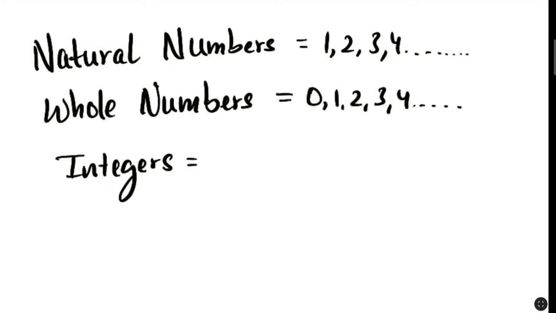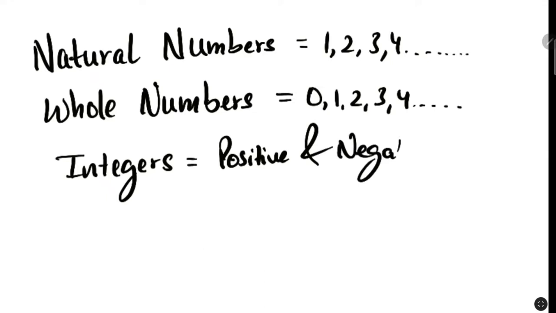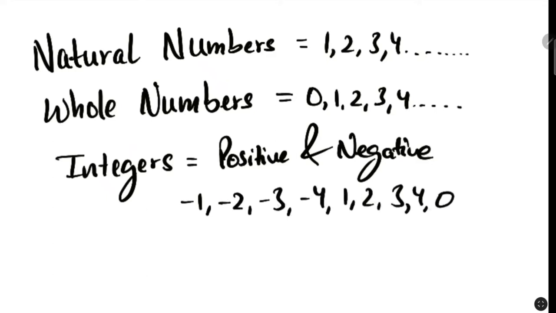Now the integers are both positive as well as negative numbers. Like -1, -2, -3, -4, 1, 2, 3, 4, and also the 0. These are called the integers.